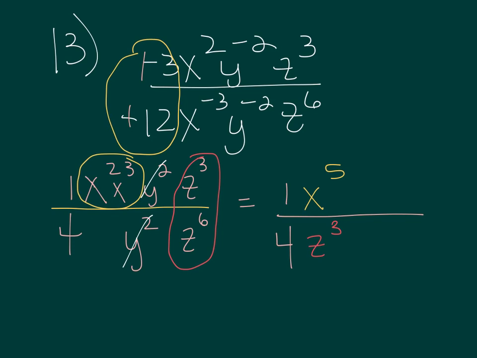Now, you can write your answer like that, or you can just write x to the fifth over 4z to the third. You don't have to write that 1 if you don't want to. Either one of those answers I would be completely happy with. All right, we got one more problem to do.